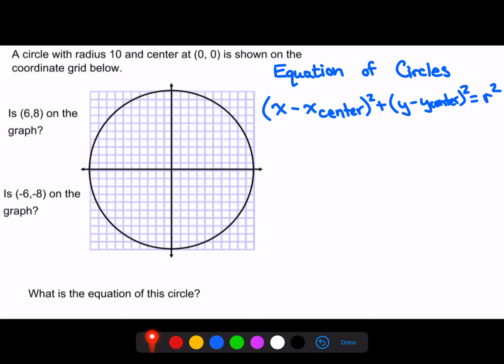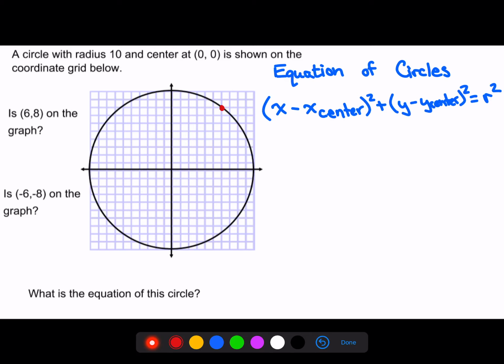A circle with radius 10 and center (0, 0) is shown on the coordinate grid below. So again, our center is at (0, 0) and has a radius of 10. They ask us, is the point (6, 8) on the graph? So if I graph that point, 6 to the right, 8 up, they want to know if that's on the graph. Now, it looks like it is, but can we be certain?